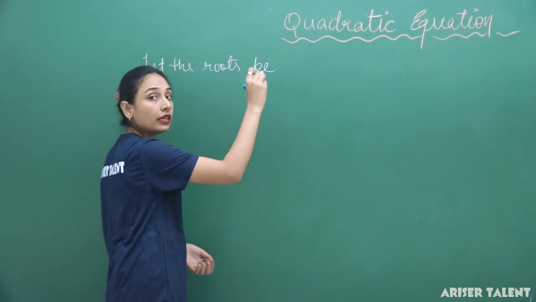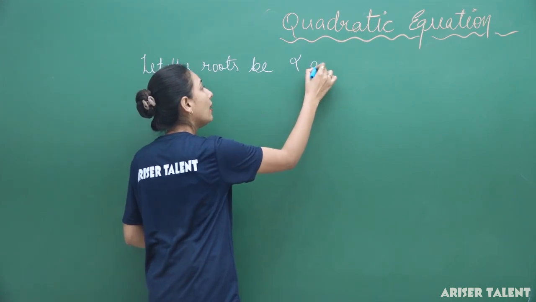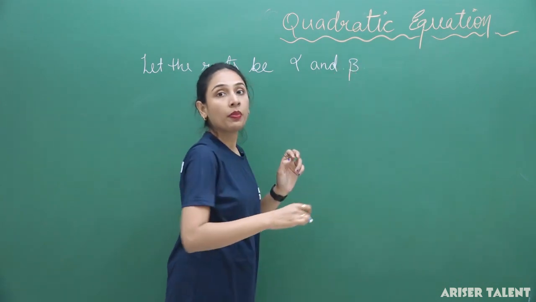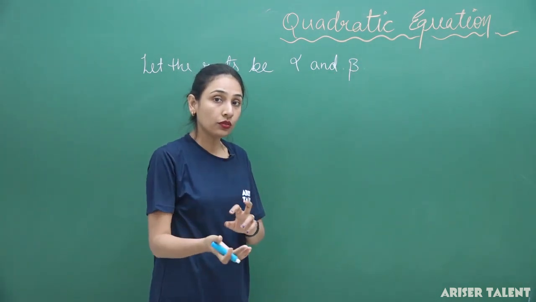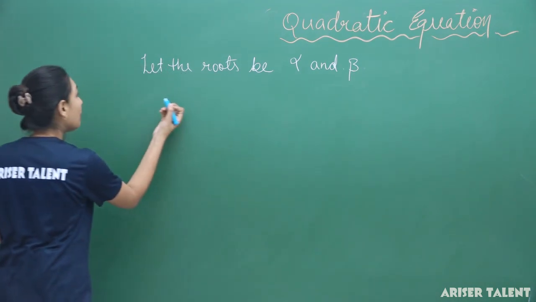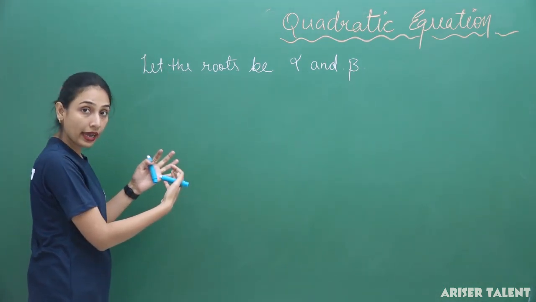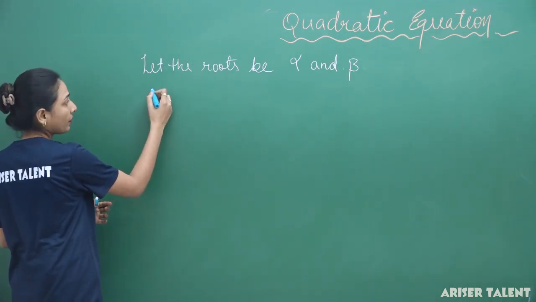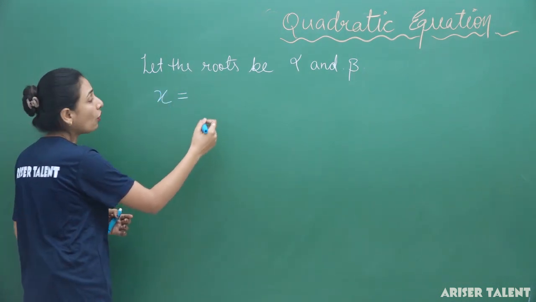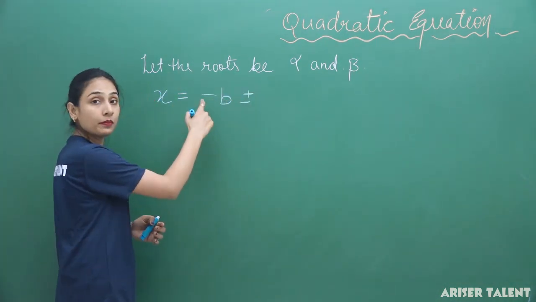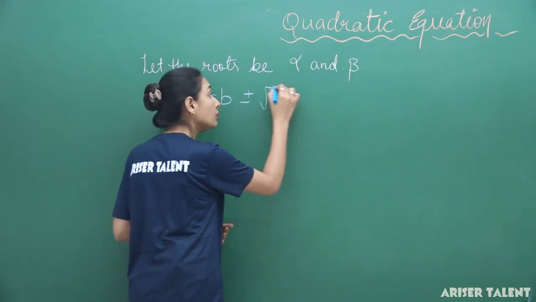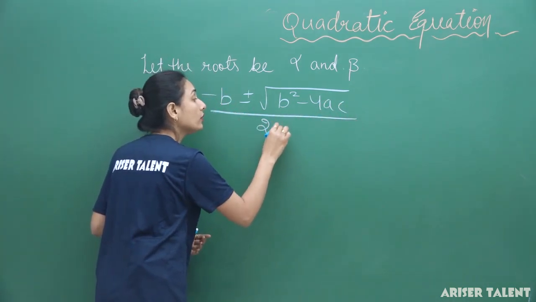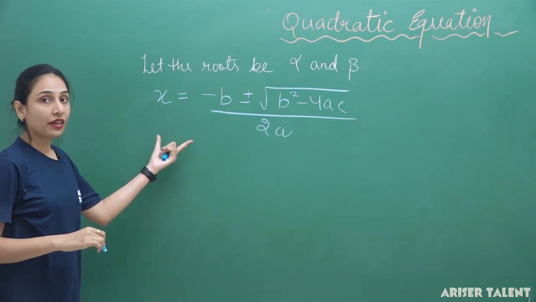Let the roots be alpha and beta. Now, the formula I have taught you, right, about this value of x. The value of x is particularly what? The value of alpha and the value of beta. So now this value of x will be what? I have told you this formula: x equals minus b plus minus root b square minus 4ac, whole upon 2a. This was the very formula.